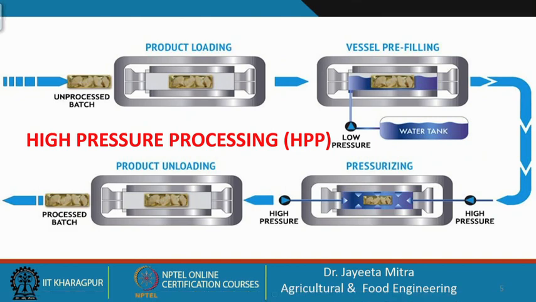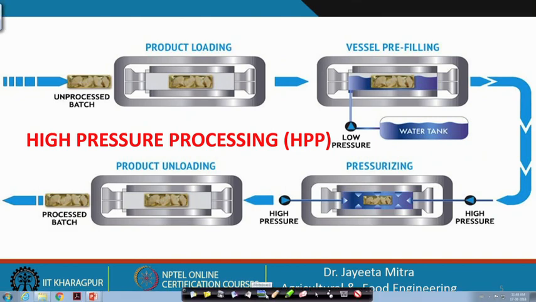As in the picture we can see, the total process chain of high pressure processing occurs as follows: first the unprocessed batch of the food. This comes into the chamber where we perform the high pressure processing. So, the product is loaded into the high pressure chamber.